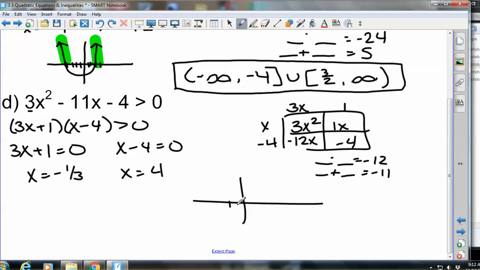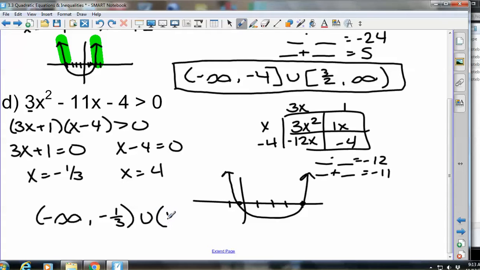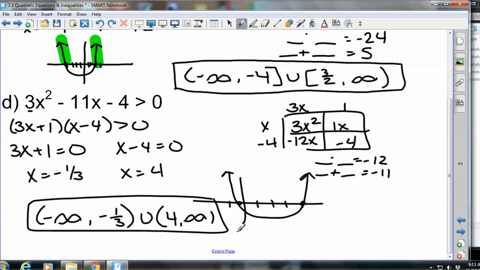So think about your graphs. You're touching the x-axis at negative 1/3 and 4. We wanted greater than 0, not equal to, just greater. So we're talking about the two ends of the graphs. So that would be from negative infinity to negative 1/3 and from 4 to infinity. Are those okay? I want to take a look at a few more.